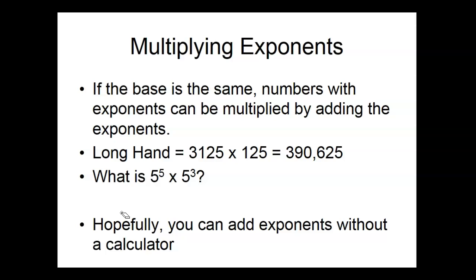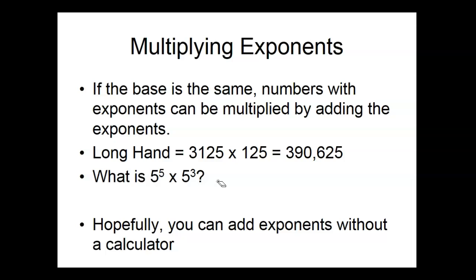If the base is the same, numbers with exponents can be multiplied by adding the exponents together. So this is 3,125 times 125, and we come over here, and this would be 390,625. If I take 5 to the 5th and multiply it by 5 to the 3rd, then I can say 5 to the 8th, and it should give me the same answer. So that's one of the big advantages of exponents. It allows us to represent real large numbers.